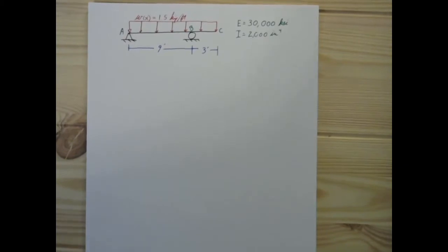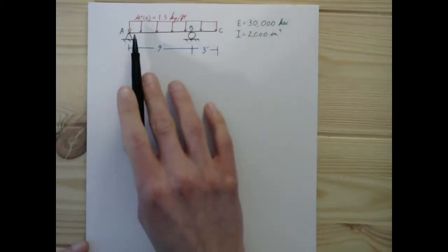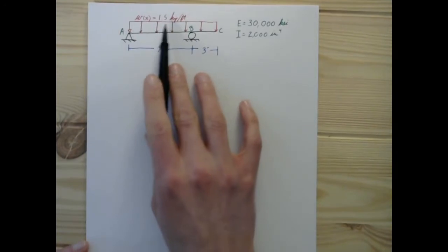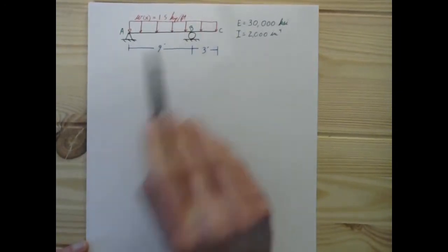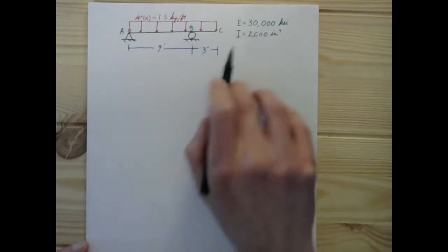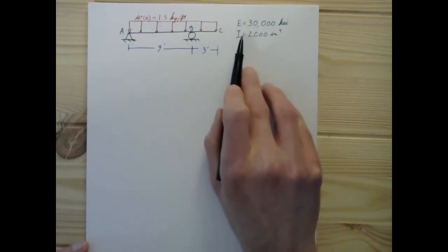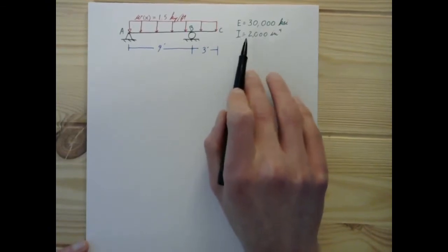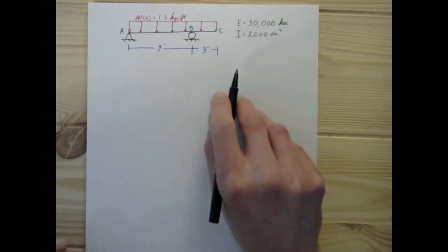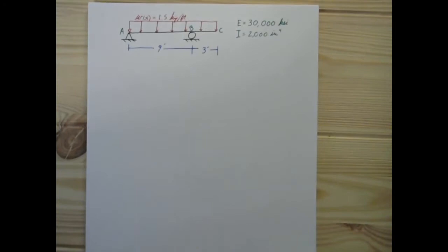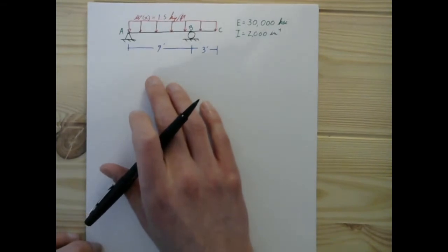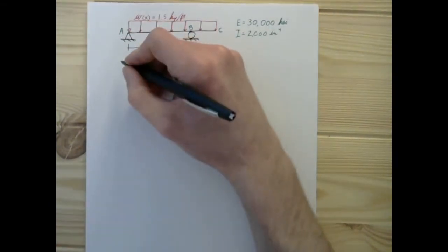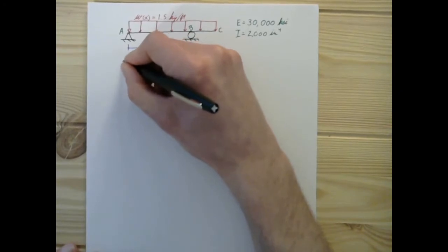We've got this beam that has a uniform load distribution of 1.5 kips per foot. We have a pin at A and a roller at B. We have the Young's modulus and the second moment of inertia constant and known. So if we want to know the deformation and the rotation of this beam, then we're just going to need to know the reactions. The way we're going to do that is the same way we've done it since last semester.